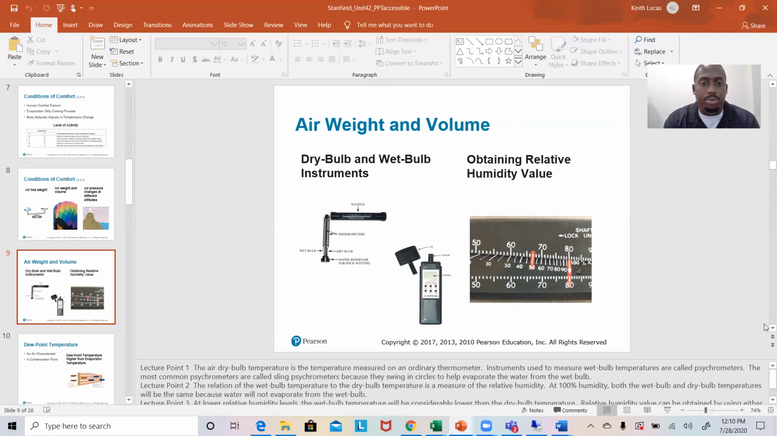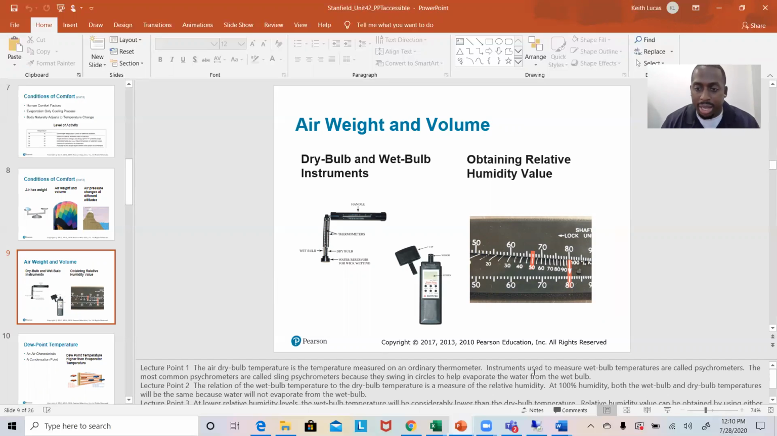Air weight and volume. So they've got dry bulb and wet bulb instruments for obtaining relative humidity and value. They've got a picture of a little sling psychrometer right here. So the air dry bulb temperature is the temperature measured on an ordinary thermometer. When you hear the term dry bulb, they're just talking about the regular temperature, the temperature that's on the thermostat, or if you pull out a thermometer or your infrared laser thermometer, just the regular temperature in the room. That is your dry bulb temperature.